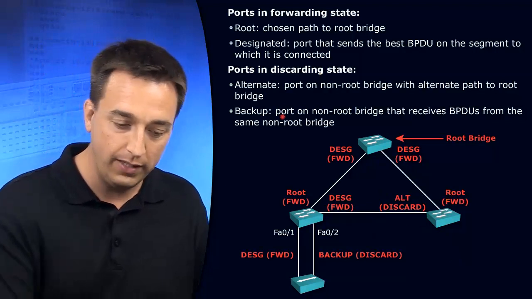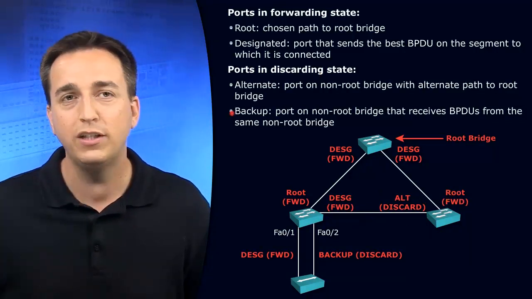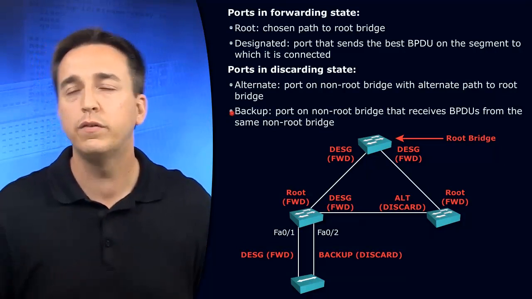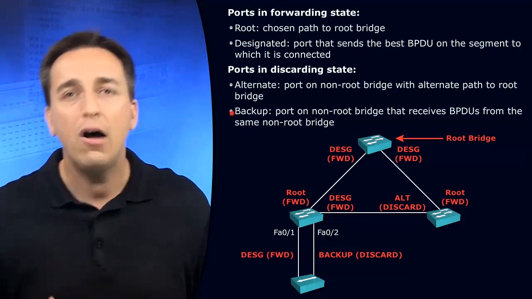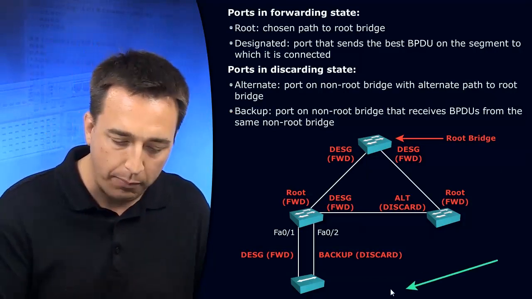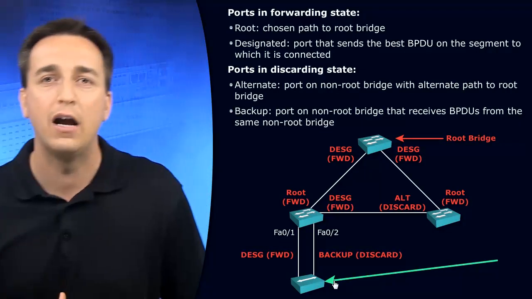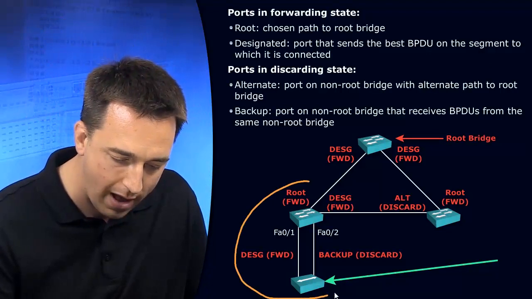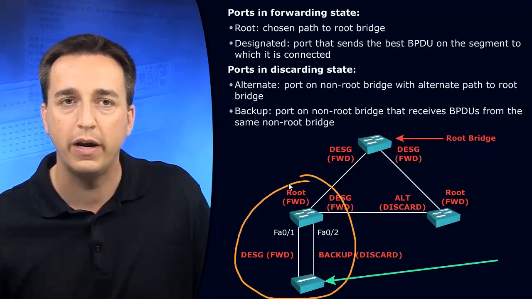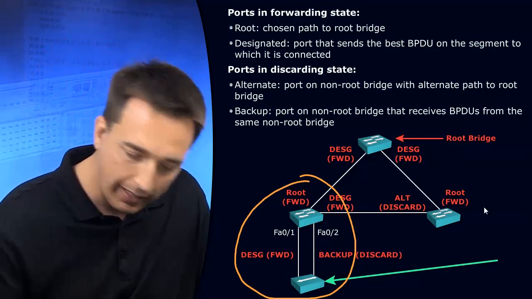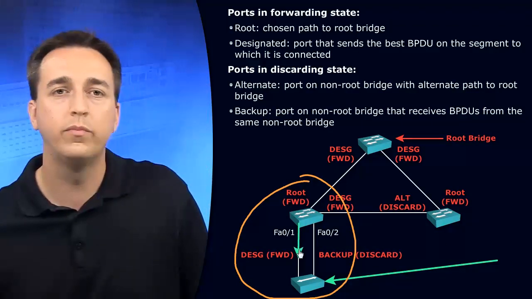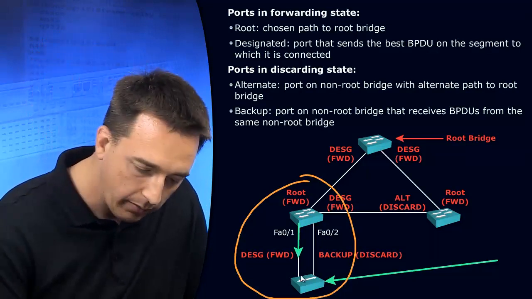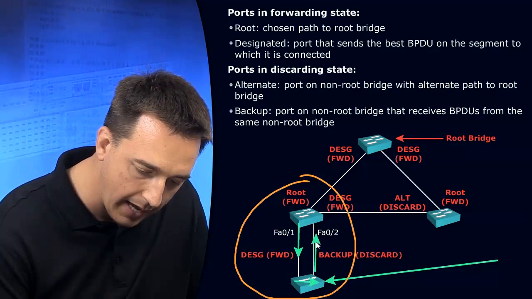The other port is the backup port. It's the port on a non-root bridge that receives BPDUs from the same non-root bridge. Now, how can that happen? That will happen when you have a shared Ethernet environment, like we see down here. So our focus is in this area right here. That's our focus right now. As a BPDU is sent out this interface towards the hub, it will, because we have a hub here, be sent back up.